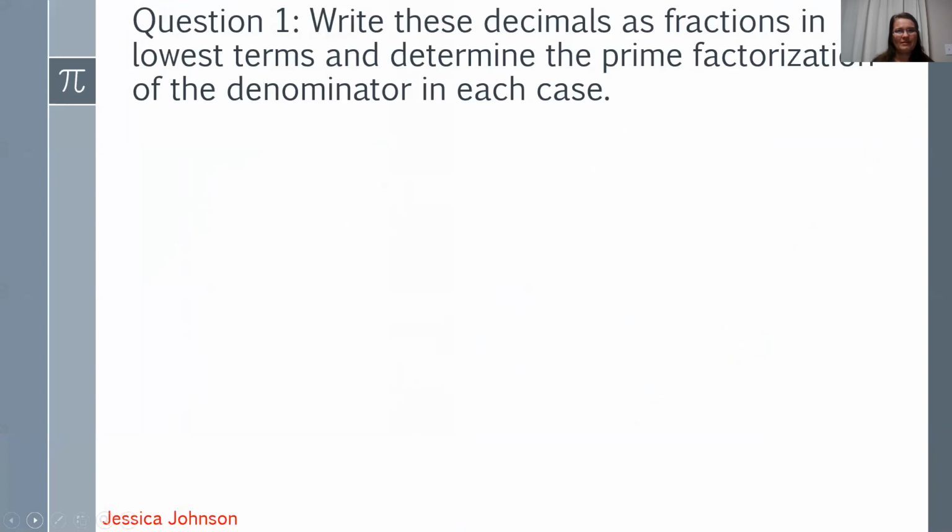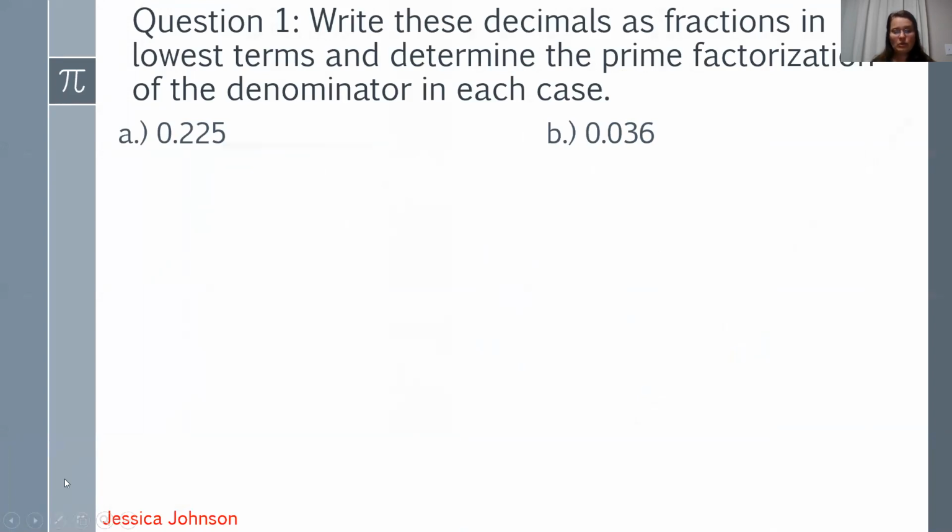Question number 1. Write these decimals as fractions in the lowest terms and determine the prime factorization of the denominator in each case. Let's take the decimals 0.225 and 0.036 and turn them into fractions in the lowest terms.